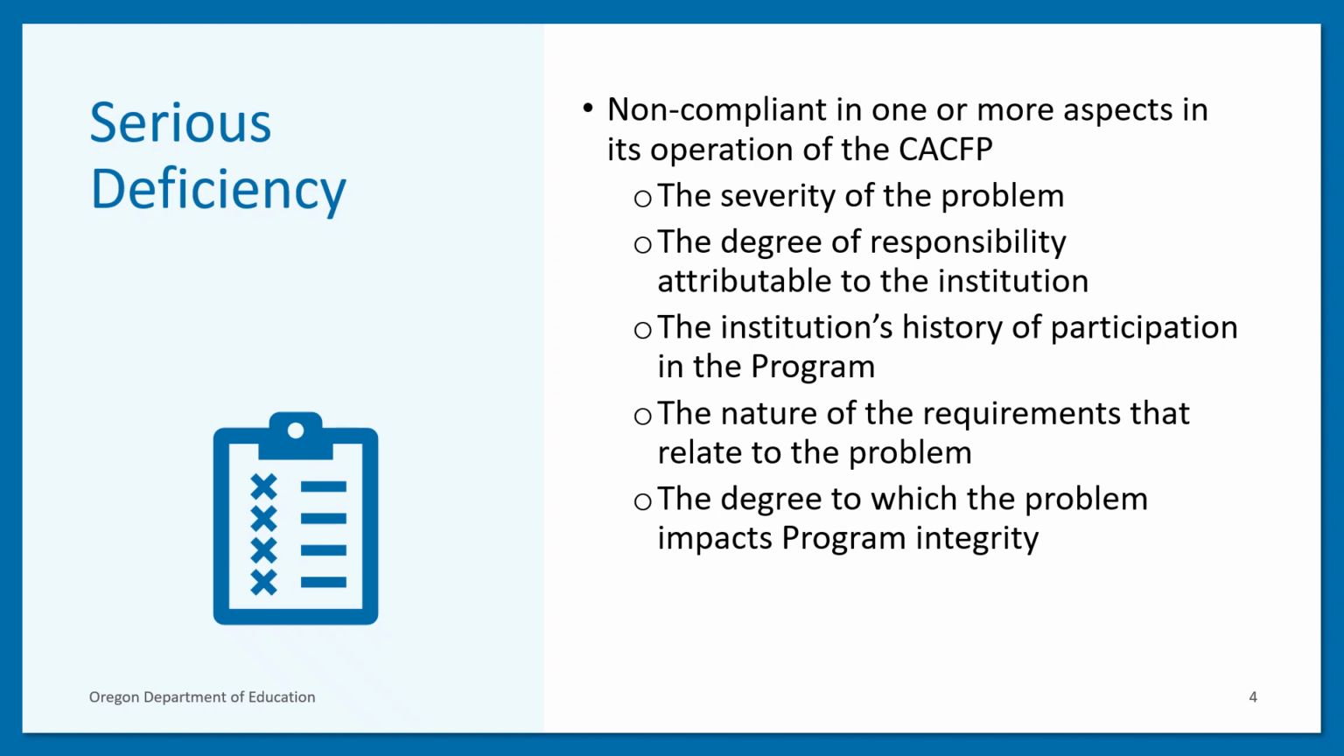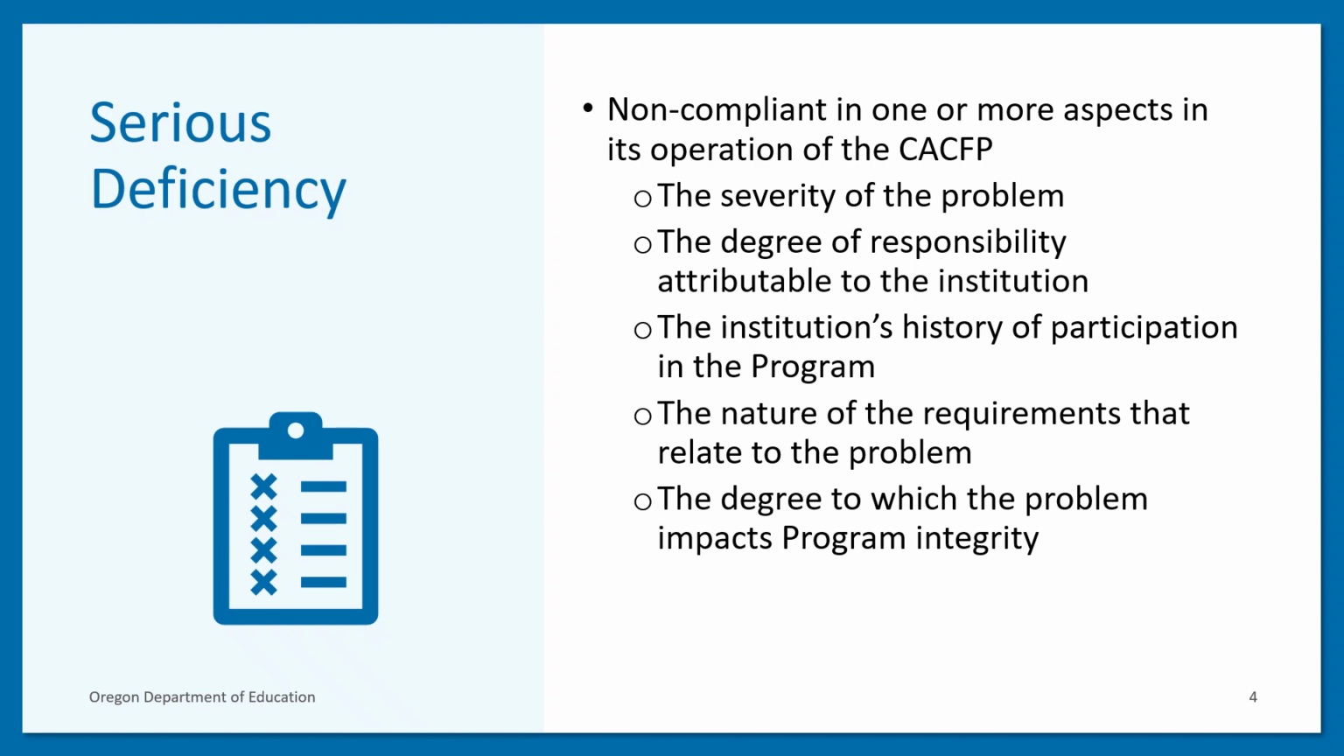The CACFP regulations define seriously deficient as the status of an institution or daycare home that has been determined to be non-compliant in one or more aspects in its operation of the program. There are several pieces to consider when determining if an issue rises to the level of serious deficiency. These include the severity of the problem. Is the noncompliance on a minor or substantial scale? Are the violations indicative of a systemic problem at the institution, or is the problem truly an isolated event?